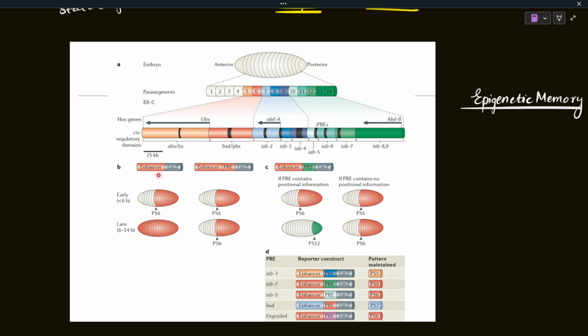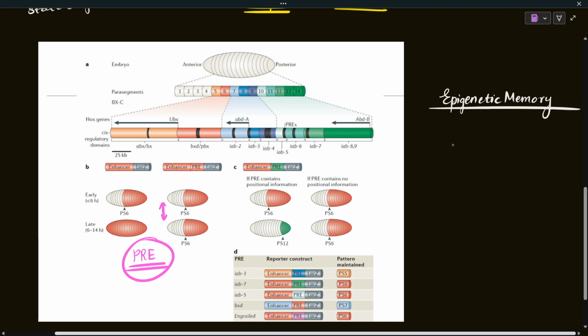That happens when there is no Polycomb response element. But when there is a Polycomb response element, their expression in the posterior region is maintained. Here you can see the expression in the posterior region is maintained. So this tells us that the Polycomb response element is important for maintenance of the expression. Let me tell you why.